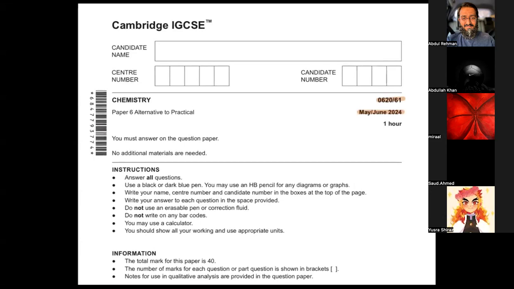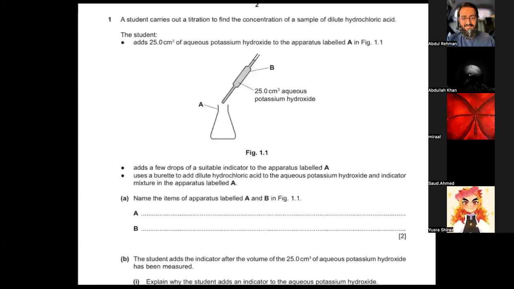A student carries out a titration to find the concentration of a sample of dilute hydrochloric acid. The student adds 25 cm³ of aqueous potassium hydroxide to the apparatus labeled A in figure 1.1. Adds a few drops of suitable indicator to the apparatus labeled A. Use a burette to add dilute hydrochloric acid to the aqueous potassium hydroxide and indicator mixture in the apparatus labeled A. Name the items of the apparatus labeled A and B in figure 1.1.